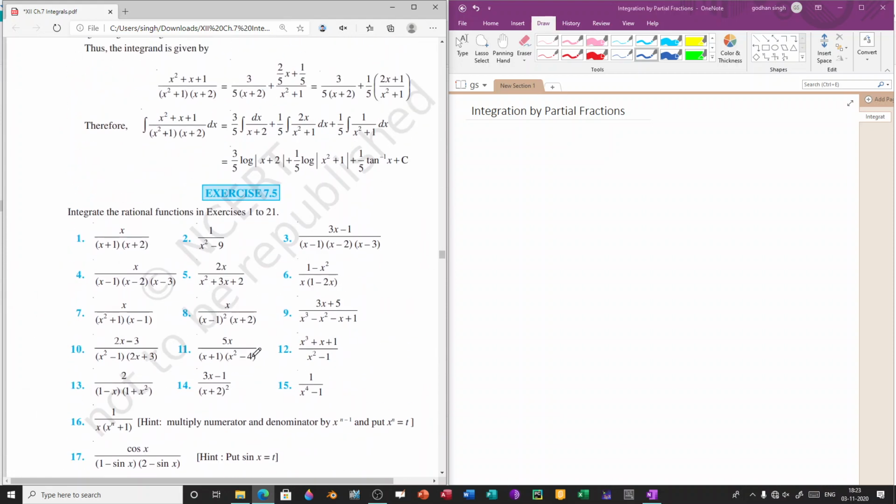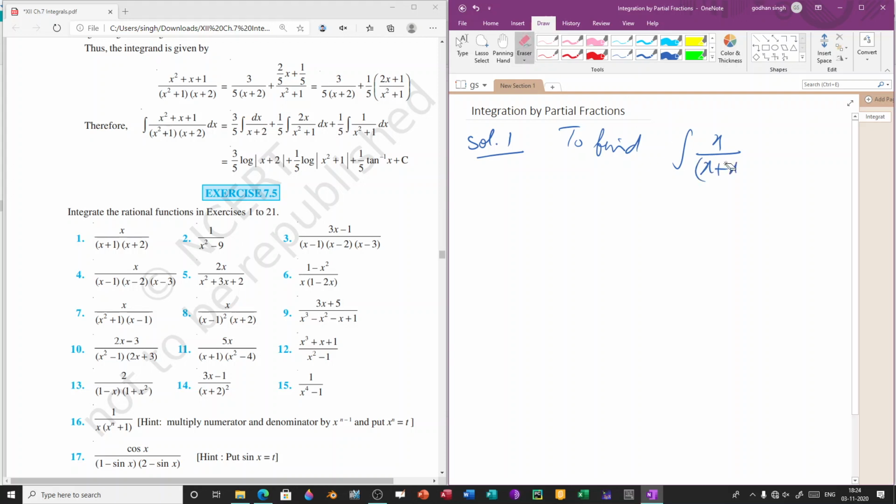So exercise 7.5, let us do question number 1. Solving question number 1, solution 1. So the first one is we have to find the integration of x over (x plus 1) into (x plus 2) dx. So if you want, we can directly also solve it by the earlier method, that is integration of (px plus q) over (ax square plus bx plus c).